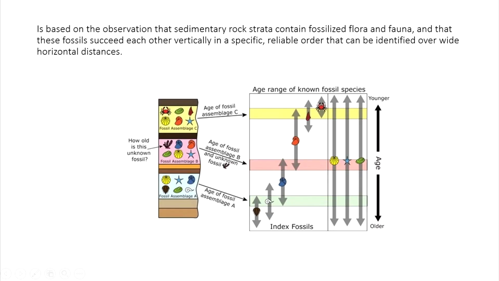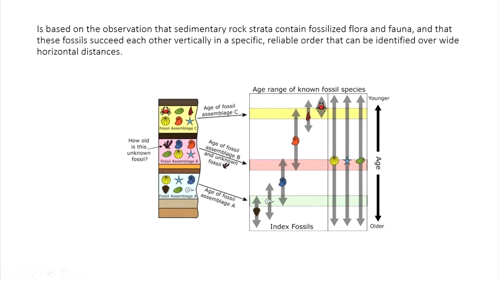As we can see here is a collection of fossil assemblages, which we can categorize as C, B, and A, and we can know the age range of this.